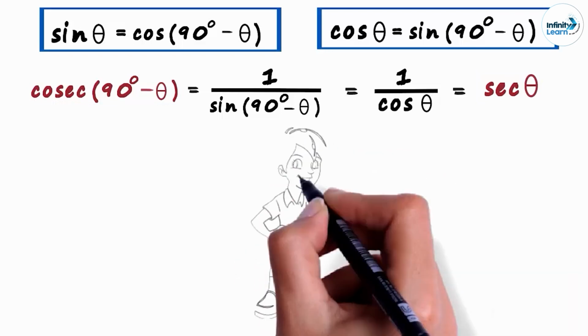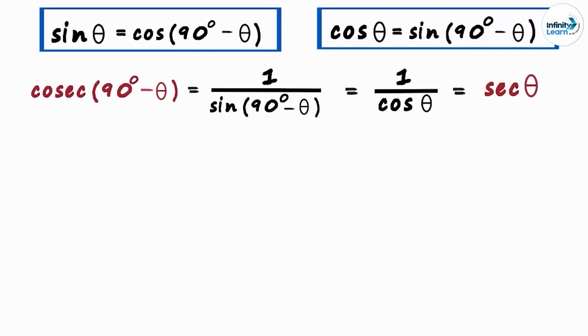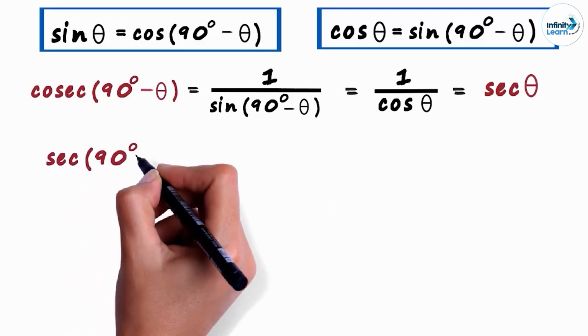As I always say, trigonometry is about deriving relations and not memorizing them. You understand a few relations and derive the rest. On that note, let's derive another relation. What is sec 90 minus theta?